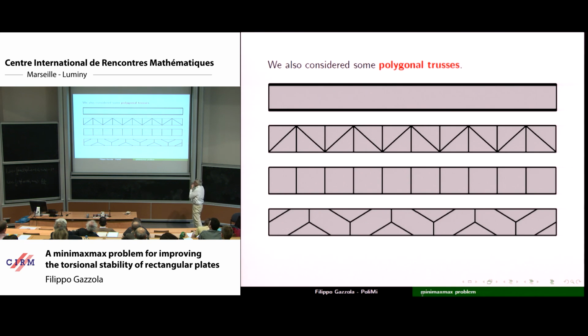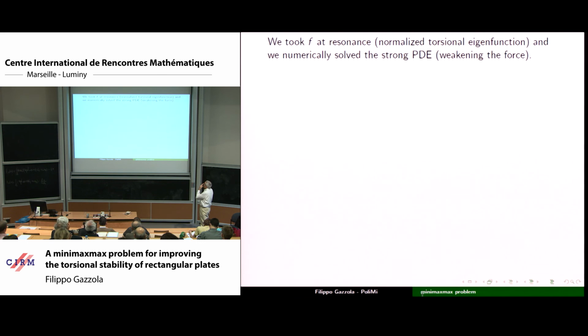Then we compare these 4 trusses for when F is at resonance. F is at resonance, which means that we take a torsional eigenfunction, and then we solve the strong PDE. Of course, now the solution is not going to be an eigenfunction, because you have the disturbance of that term.